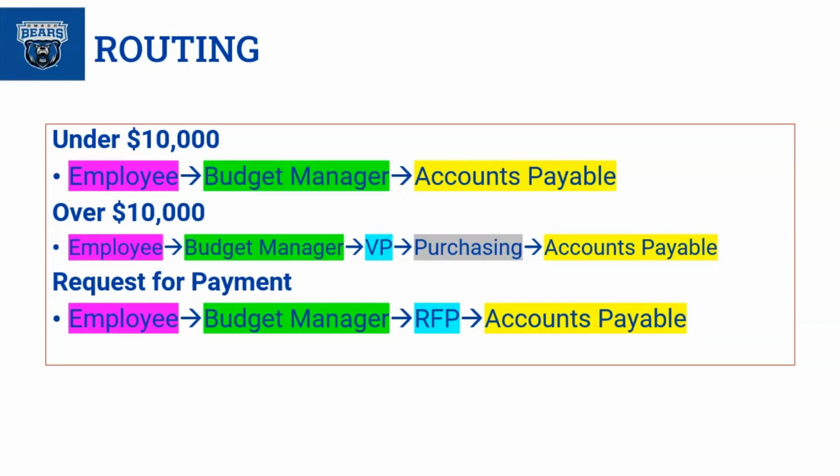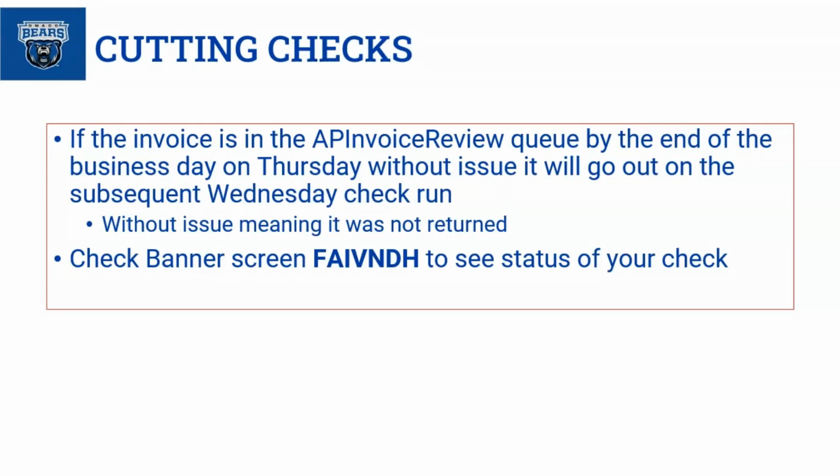After your invoice has been submitted, it will be routed accordingly. If your invoice is in the AP invoice review queue by the end of business day Thursday without issue, it will be paid during the next Wednesday check run. Supplemental documentation that needs to go along with the check will need to be attached along with the invoice and then noted in a comment.